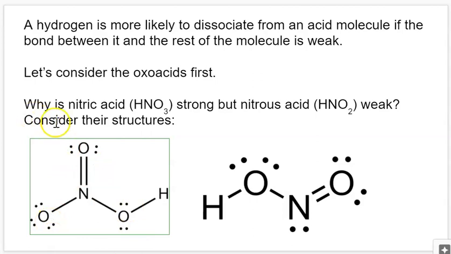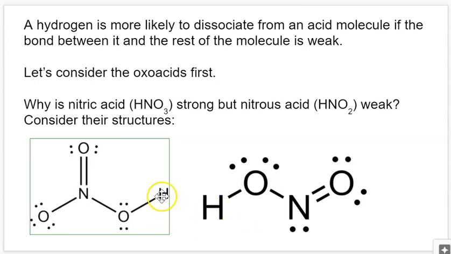So, for example, nitric acid, HNO3, is a strong acid, but nitrous acid, HNO2, is weak. And let's look at their structures. Even though the H is written on this side, the H is actually connected to the O in all of these cases, and you'll see that if you go through the work to draw the Lewis structure and figure out what the optimal arrangement of the atoms is.